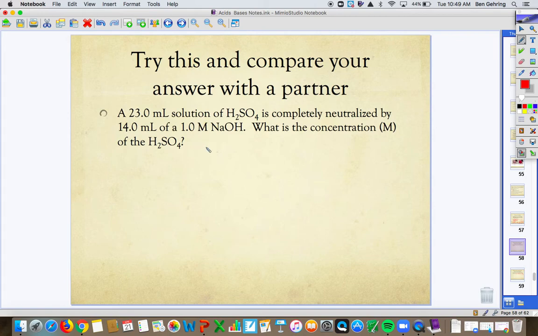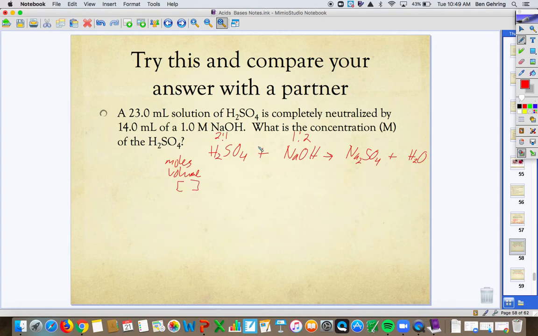So first thing we need to do is write out a chemical formula. I know that H2SO4 plus NaOH is going to produce Na2SO4 plus water. Okay, now I know that this is going to be a 2-to-1 ratio. This is going to be a 1-to-2 ratio. And then the things I know. Again, we're going to put moles on top. We're going to put volume in the middle. And we're going to put concentration down on the bottom.